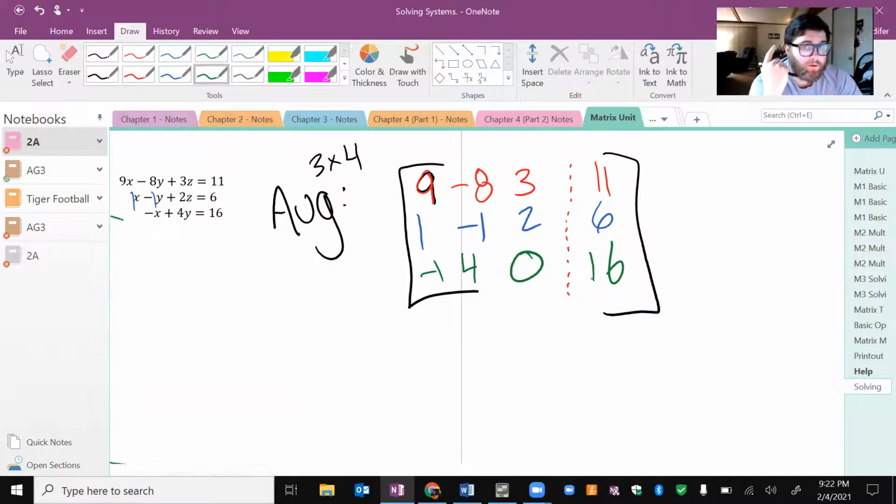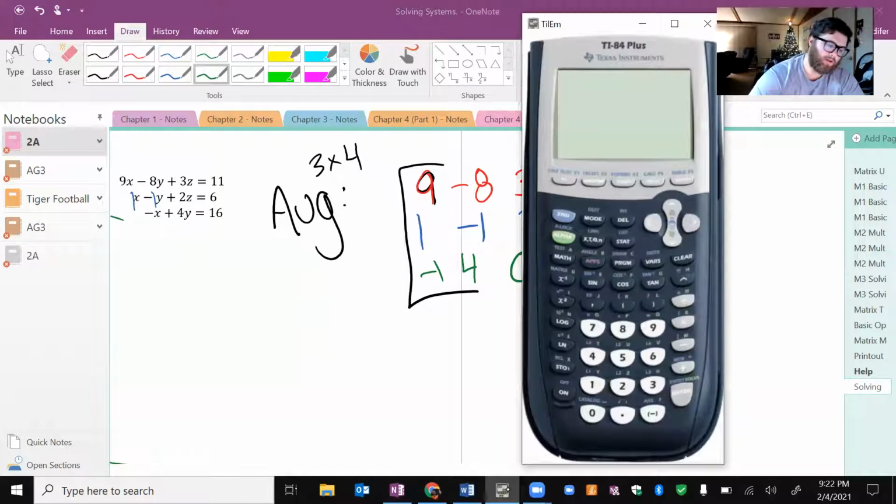Okay, now what do we do from this step? If you get confused, scroll up. You'll see the steps. Once we have the augmented matrix, now we got to plug it in. Okay, no big deal. We can do that.